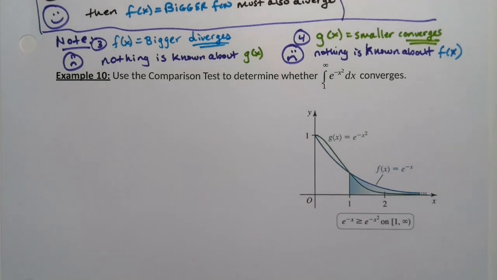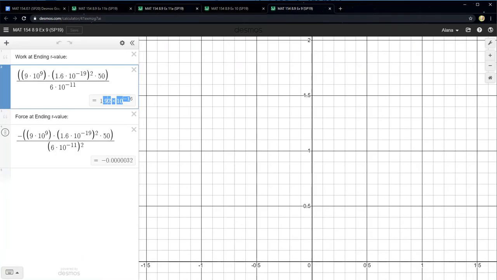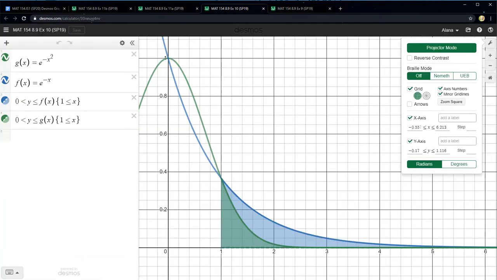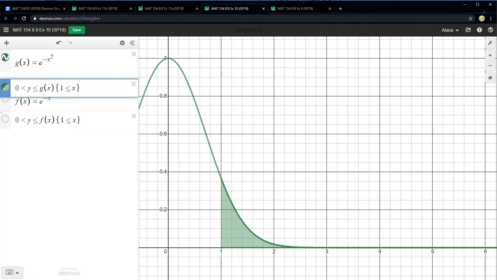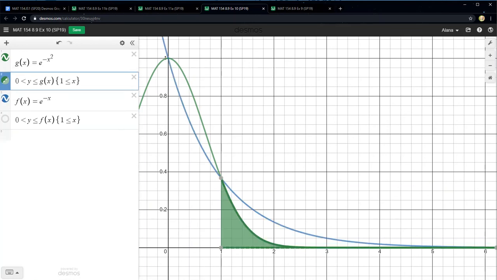So let's look at e to the negative x squared, which is right here. So there it is. Isn't it beautiful? So e to the negative x squared is that function right there. And so then I can graph another function. Now one can reasonably compare it to e to the negative x, because I already know that e to the negative x converges.